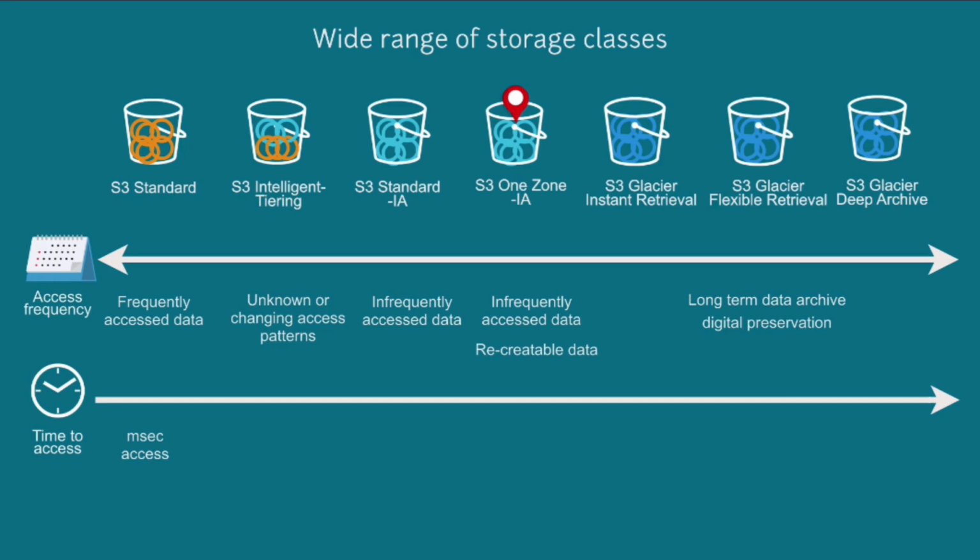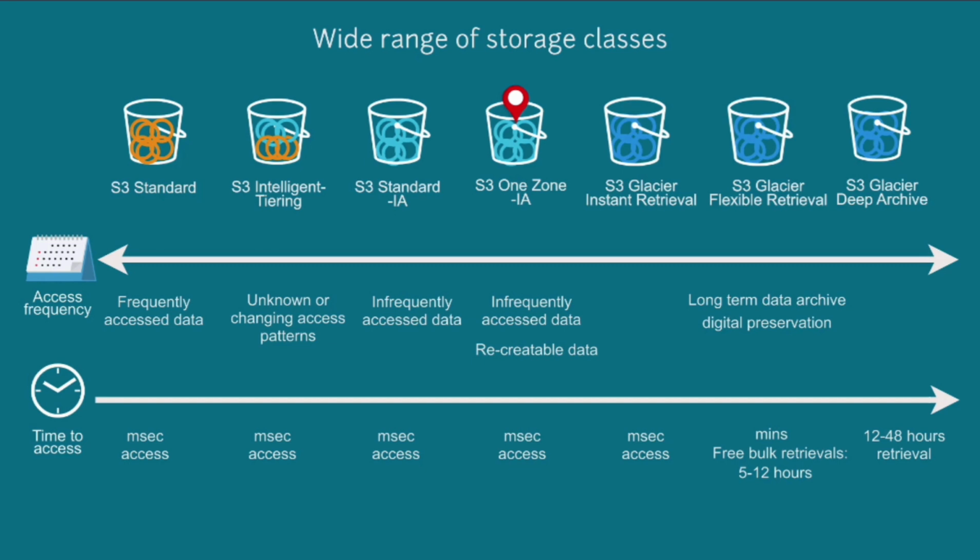S3 Intelligent Tiering, S3 Standard IA and S3 One Zone IA also have the same low latency and high throughput performance as S3 Standard. S3 Glacier Instant Retrieval storage class delivers the lowest cost storage with milliseconds retrieval. It is designed for archive data that needs immediate access. For archive data that does not require immediate access, choose S3 Glacier Flexible Retrieval, with retrieval in minutes, or free bulk retrievals in 5 to 12 hours. To save even more on long-lived archive storage, choose S3 Glacier Deep Archive, the lowest cost storage, with data retrieval from 12 to 48 hours.